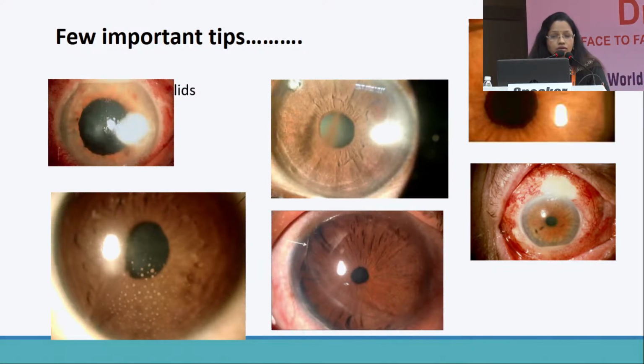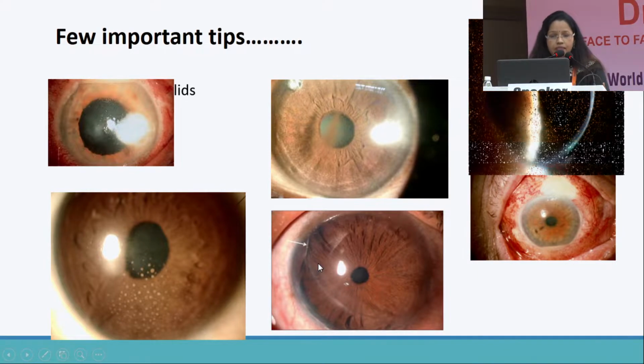Now coming to cornea. Now it is important to examine detailed examination of cornea. Like here we can see a Krukenberg spindle indicating pigmentary glaucoma. Here you can see mutton fat KP signifying uveitic glaucoma, and here you can see tram track appearance in ophthalmic eye.